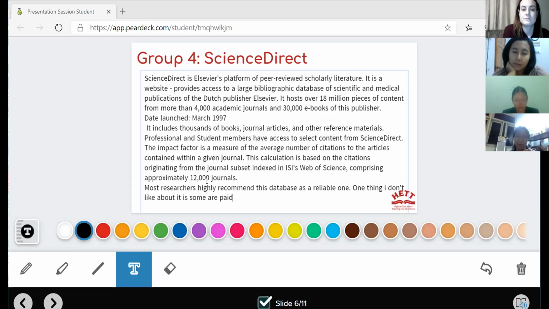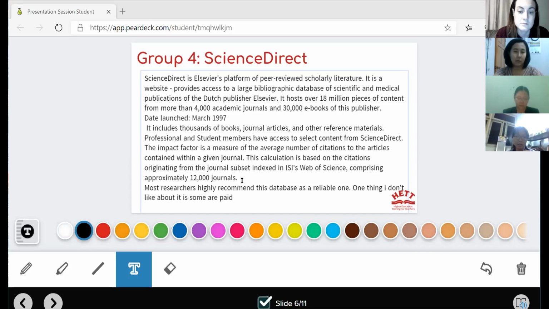It includes thousands of books, journal articles, and other reference materials, and students and professionals have access to select content from Science Direct. The impact factor is a measure of the average number of citations to the articles contained within a given journal. And this calculation is based on the citations originating from the journal in Web of Science, comprising approximately 12,000 journals.